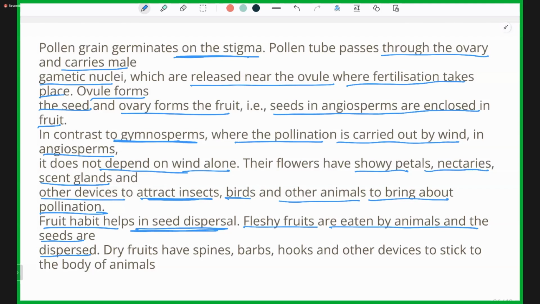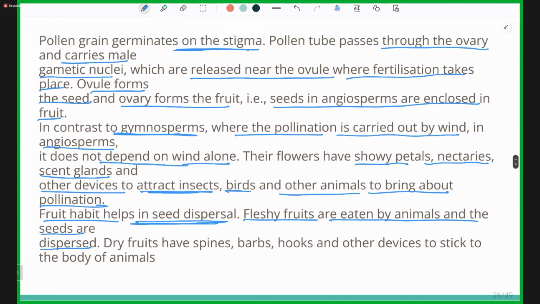And when the seed is produced, it is actually in a dormant state. If conditions suitable for the seed to germinate arise, it will germinate and give rise to a new sporophytic plant body.